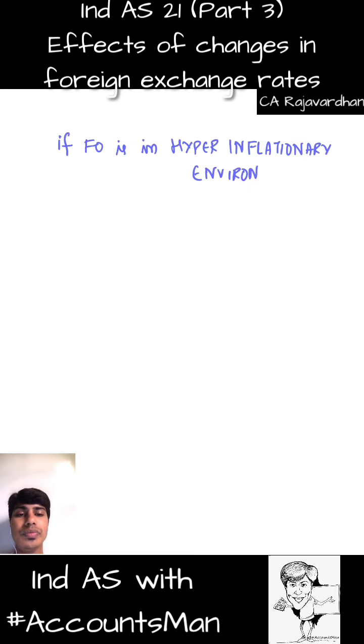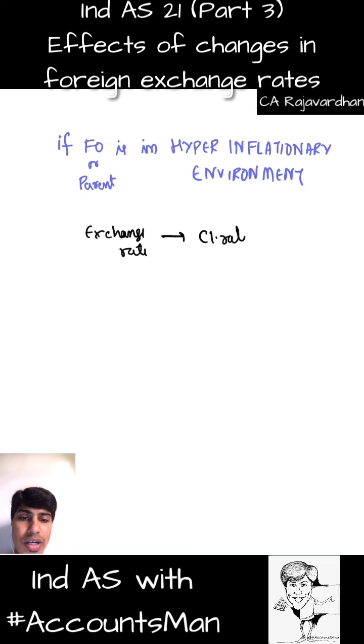What do we do? If that foreign operation, or my functional currency, whatever is there, my parent company is basically in a hyperinflationary economy, then we cannot apply closing rate for some and average rate for some and everything. So in that case, the exchange rate to be followed will always be closing rate.